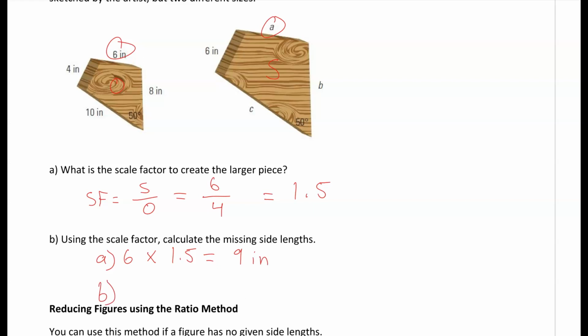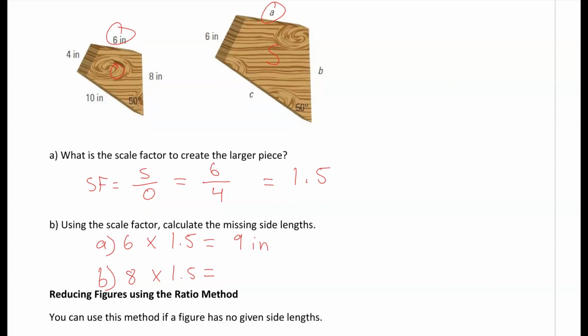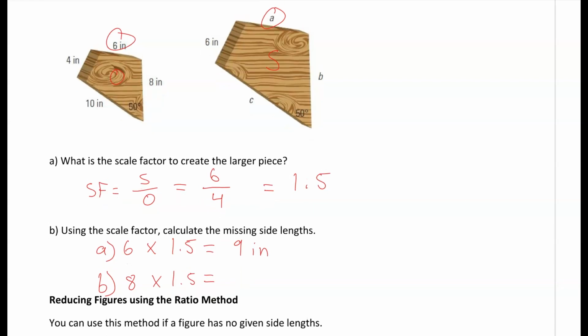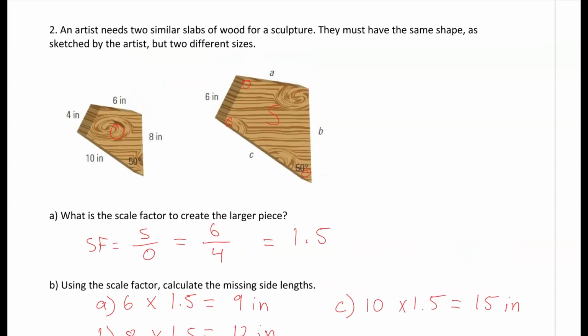For B, we have a measurement of 8 inches multiplied by a scale factor of 1.5 gives us a new measurement of 12 inches. And for C, we have 10 inches, and our scale factor is 1.5. So we have a new measurement of 15 inches. So now we've been able to take our original shape and scale it up by a scale factor of 1.5 to the new shape that'll have the same angles in all the different locations, but it will be enlarged by 1.5.